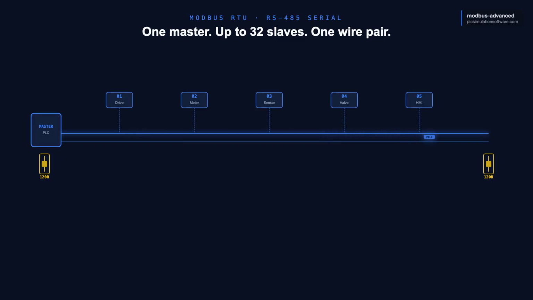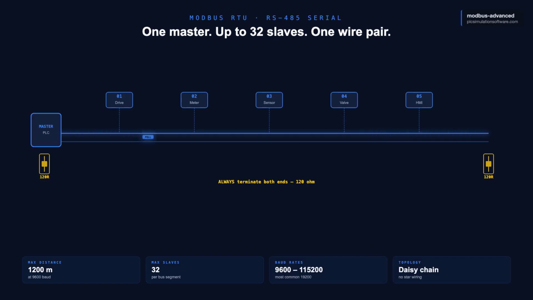Modbus RTU runs over RS485 serial. 2 wires, daisy-chained from device to device, with terminating resistors at each end of the chain. Up to 32 slaves per master without a repeater. Distance up to 1,200 meters at 9,600 baud. Shorter at higher speeds. 1 master per network. Only the master initiates messages, slaves only respond.